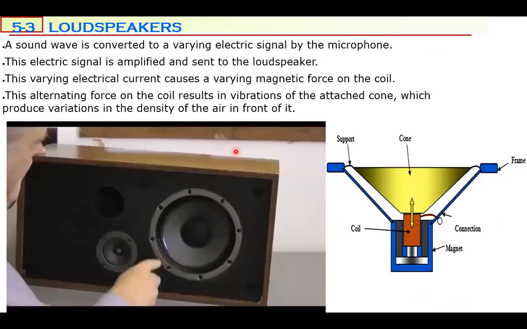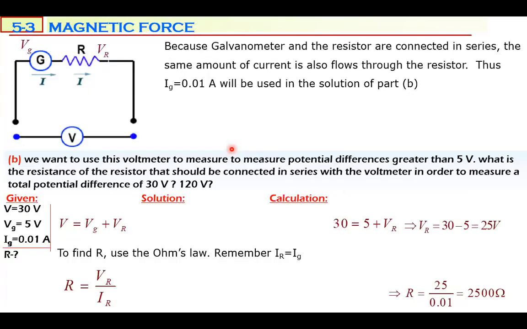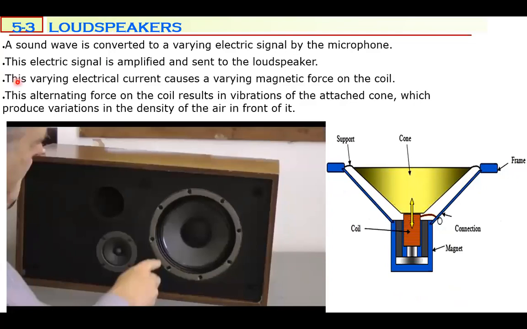And the last topic is the loudspeaker. Loudspeakers are devices which convert an electric signal into sound. It's the opposite of a microphone. A microphone converts sound to an electric signal, and a loudspeaker converts the electric signal to sound.